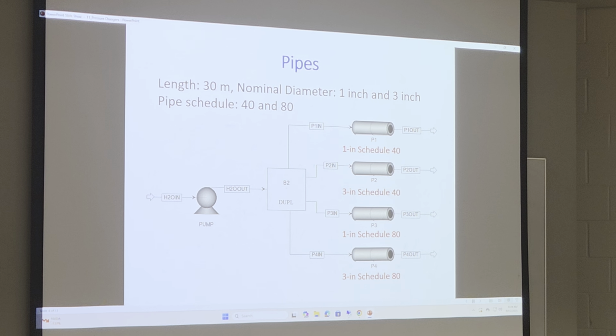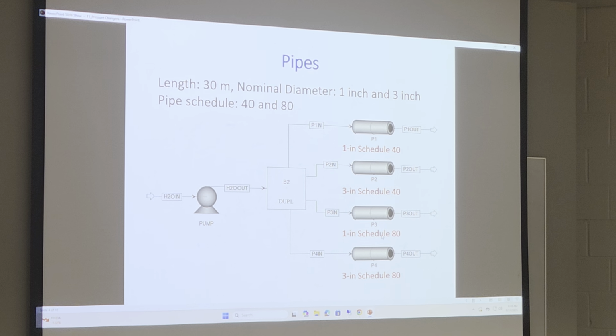Where do we use pump? Imagine the CDO Fairfield water supply system. We are focusing on the CDO Fairfield water supply system. We have four different pipe designs in this case. We are pumping water. We are designing four different piping systems of the CDO Fairfield water supply system. What four different piping systems? We use 1 inch schedule 40 pipe, 3 inch schedule 40, 1 inch schedule 80, 3 inch schedule 80.